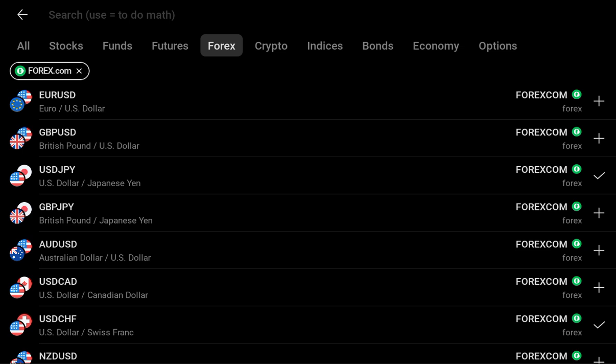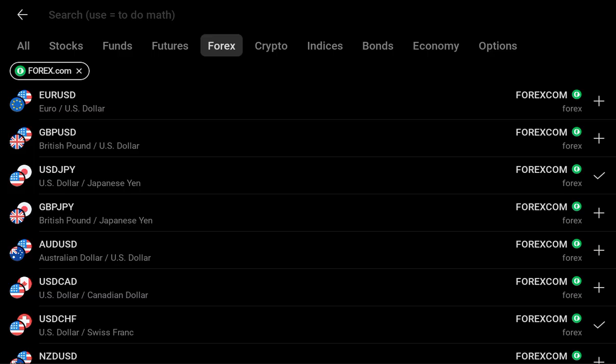So you can see the first one is EUR USD, which is the Euro against the US dollar. It says that the Euro is the base pair, while the USD, which is the United States dollar, is the counter pair, which means that when you are buying Euro, you are going to be selling US dollar. And when you are selling Euro, then you are going to be buying US dollar. It is why we call it a forex pair.